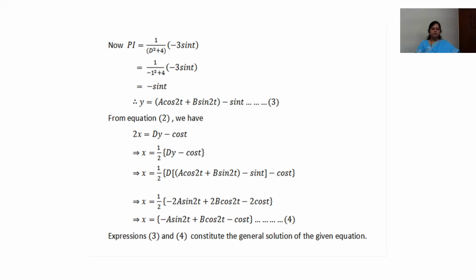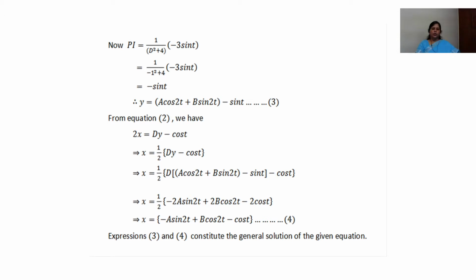Now from the complementary function and the particular integral, we are going to write the y value. y is equal to CF plus PI, that is equal to a cos 2t plus b sin 2t minus sin t. So we got the y value first from the given equations. Now we have to take any one of the given equations, substitute the y value in that and try to get the next variable, that is the x value.